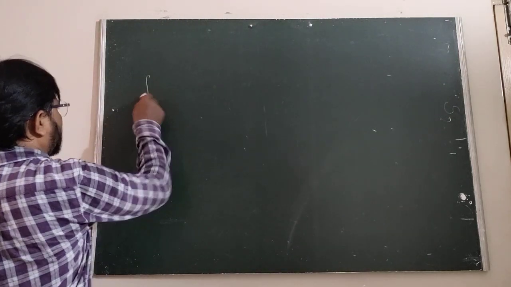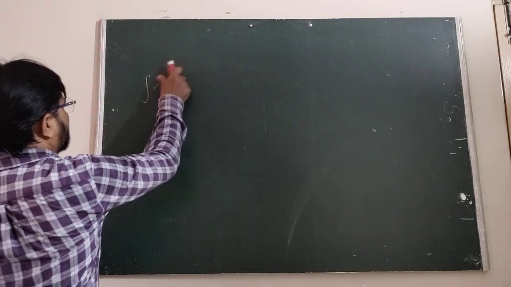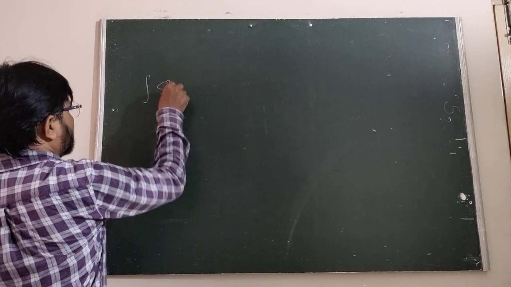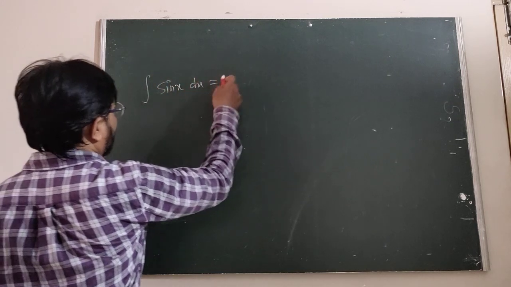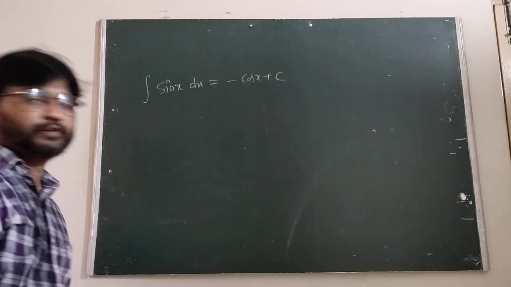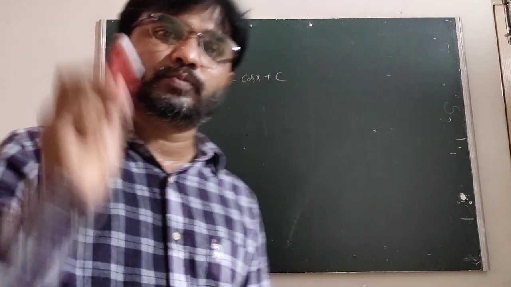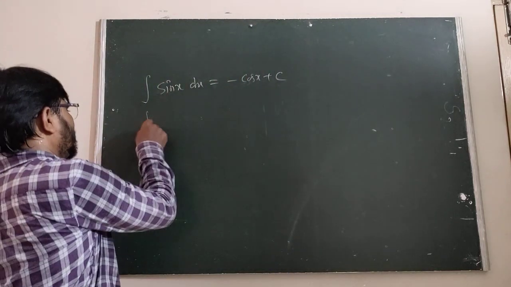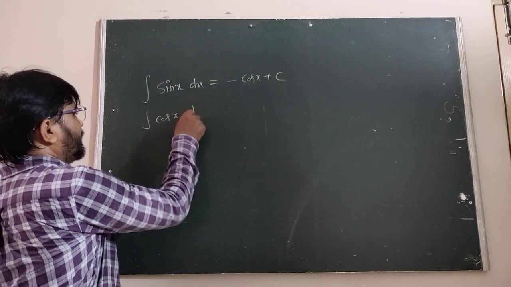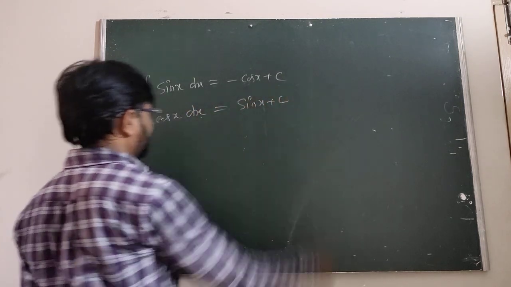Therefore, now once again I remind you of the integral formulas of the trigonometric ratios. First, the integral of sin x. All of you listen carefully, the integral of sin x dx is minus cos x plus c. This is the first one. Now the second one, integral of cos x dx is sin x plus c.